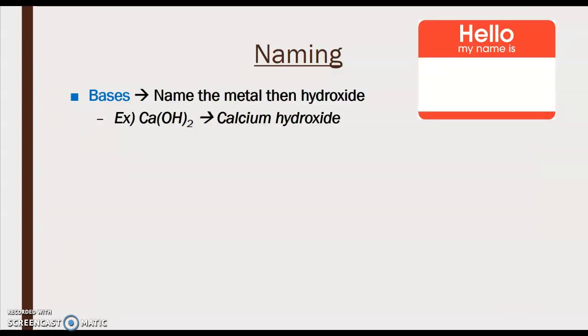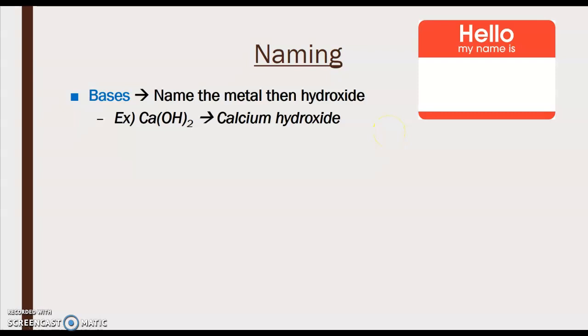Okay, last thing we're going to talk about is how you would name these. Bases are super easy. You name the metal, then hydroxide. So the formula CaOH2 is just calcium hydroxide. So kind of treat it like it's ionic in terms of naming there.